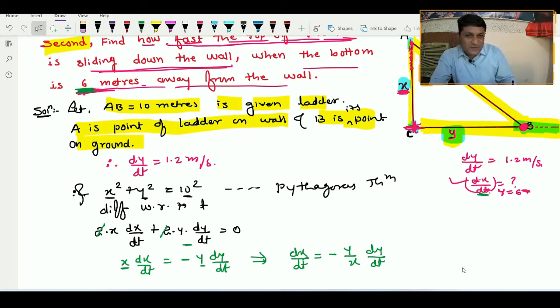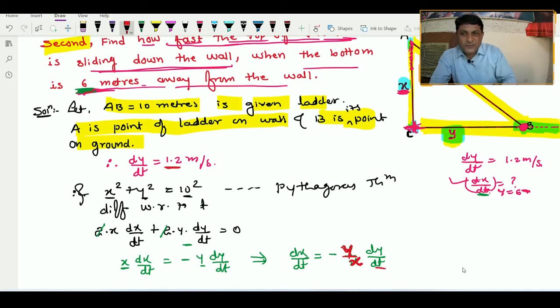Now once the value of y is known to us, it is given to us that y is equal to 6. At that time we will require the value of x also. dy upon dt is given to us, it is equal to 1.2, and the unknown value is x.